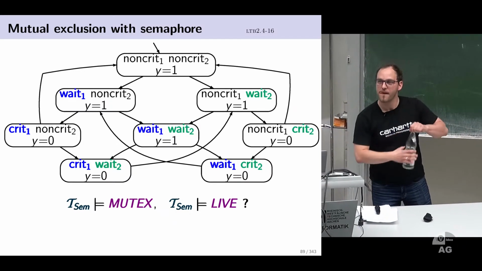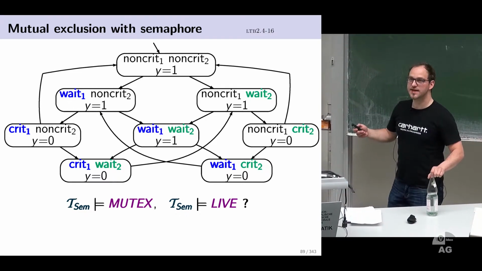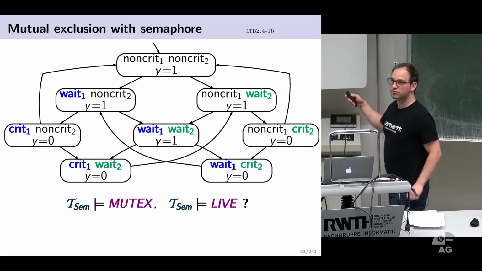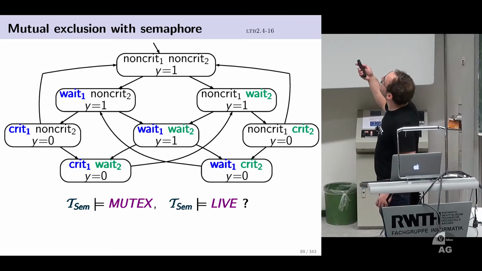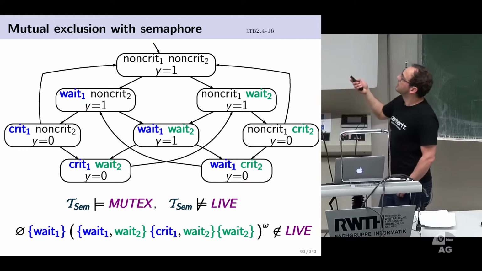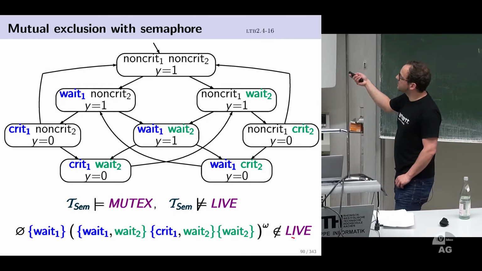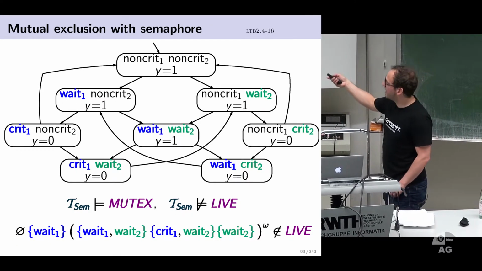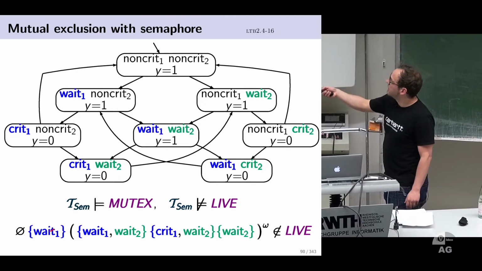Yes? It's violated? Why would you say so? For example, you can stay in wait 1 and never get into the critical section. Exactly. And the reason is that we have the following trace and word.